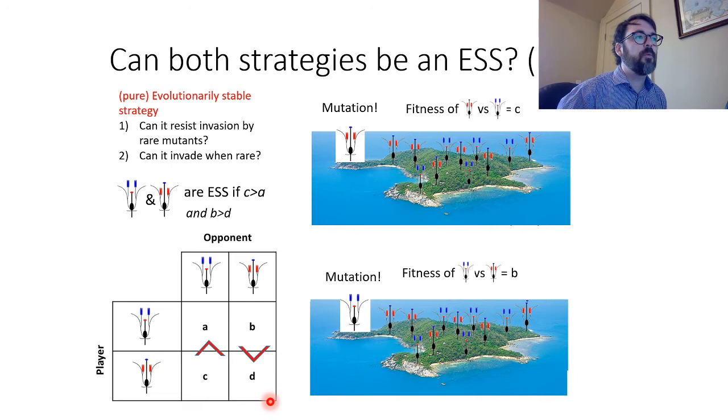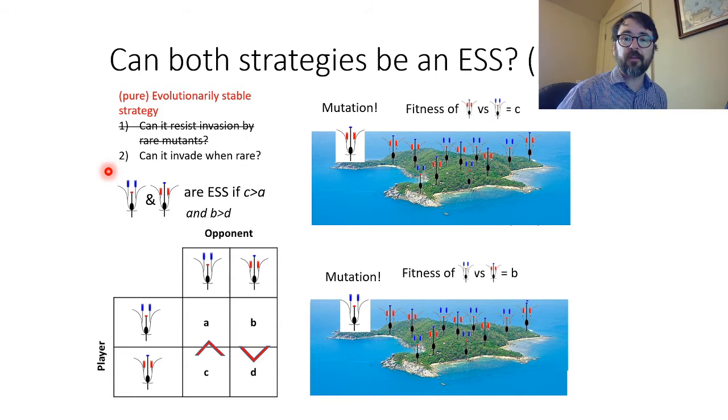And this is probably the way the world actually works, right? So you get pushed into these corners if this one is bigger than this, and this one is bigger than this. So neither one of these can resist invasion, but both of them can invade when rare. So no matter where you start the world, you're going to end up with both of them at the same time.